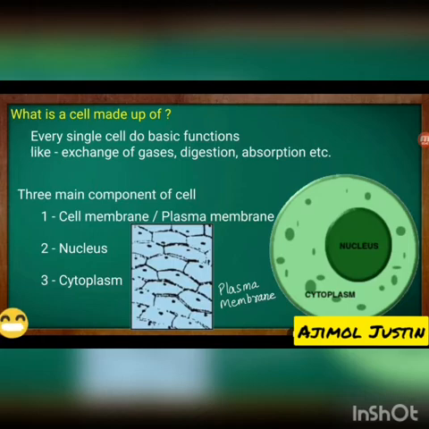Every single cell does basic functions like exchange of gases, that means respiration, digestion, absorption, etc. Therefore, the three main components of the cell are the cell membrane or the plasma membrane, which is found outside the cell. You can see a circle there. This is the cell membrane, and at the center, which you see, is the nucleus. And as I mentioned earlier, the liquid part of the cell is called the cytoplasm.